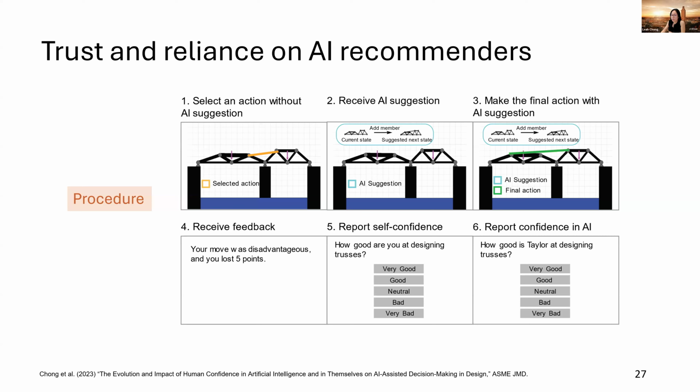First, I asked the participants to select an action without the AI suggestion. So this is their own decision on what the best next design move is. Then they receive the AI suggestion at the top, and considering that AI suggestion, they were asked to make the final action. They could go with their own decision, or they could accept or reject the AI suggestion. After they made that final action, they received feedback on the move they just made. Then they reported their self-confidence and confidence in the AI. This was repeated 30 times over the course of the experiment.